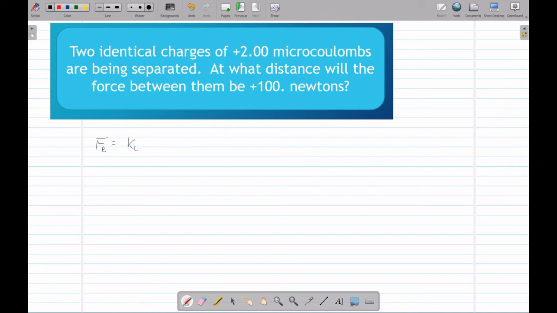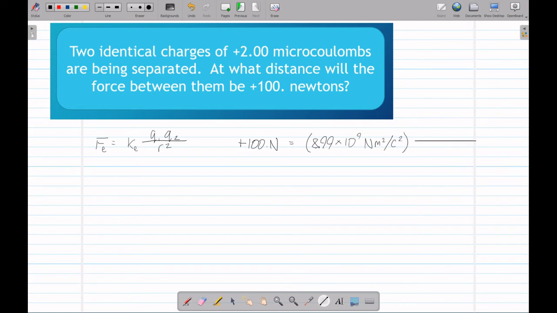So we have Fe is equal to Ke multiplied by Q1 times Q2 all over R squared. And we do know the value of Fe. The value of Fe is positive 100 newtons. And the value of K, as always, because it's a constant, is 8.99 times 10 to the 9th newtons times meters squared per coulomb squared.